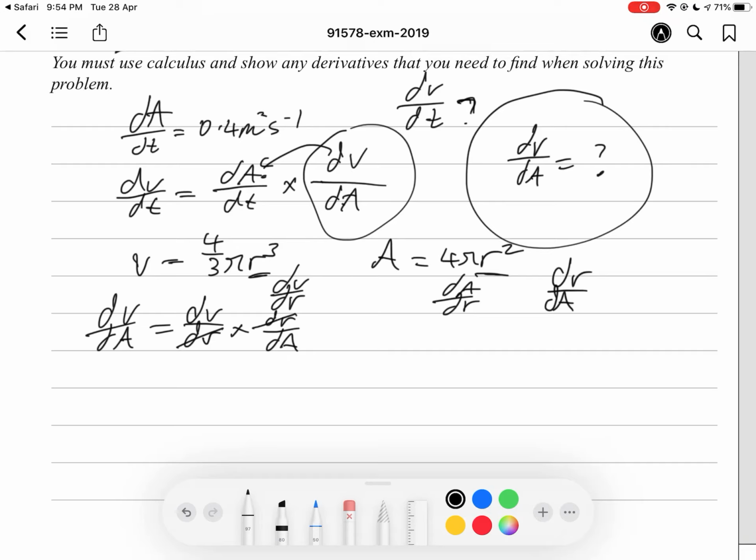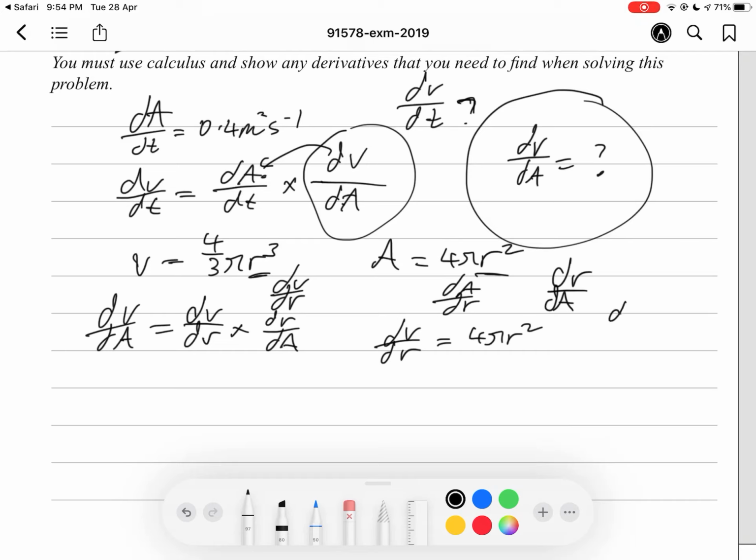As you can see here, the dr here and the dr here will cancel out, and the dA will shift to the bottom. So that's just what we want. We want to find the derivative dV over dr. So dV over dr equals, we're just going to be using a simple power rule here, so 3 times 4 over 3, that is 4 pi r squared.